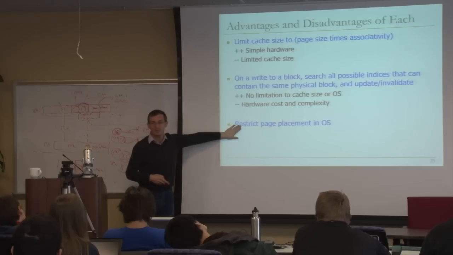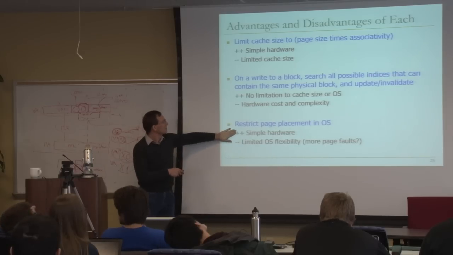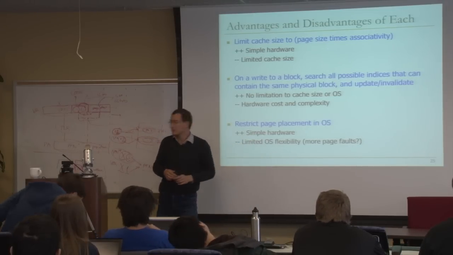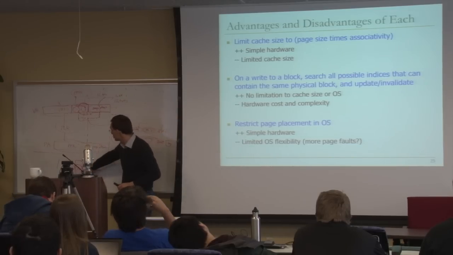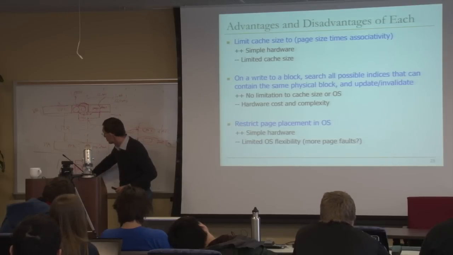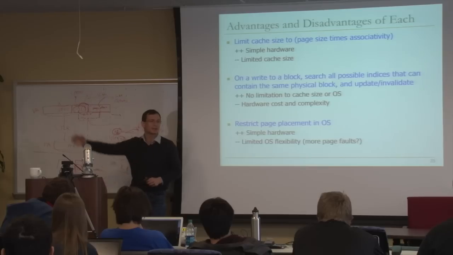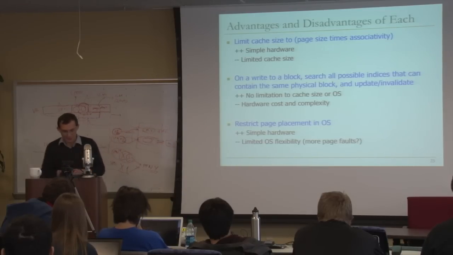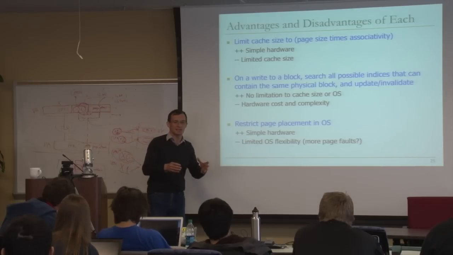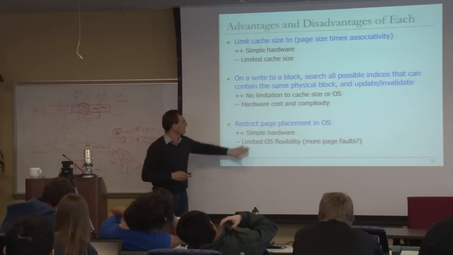The third solution, restrict the page placement in the operating system. This leads to simple hardware. You don't need to do any of these, actually. But now you have limited OS flexibility. So perhaps you get more page faults because you're restricting your page placement. Whenever you bring in a virtual page that ends in 0000, you can only replace one of the physical frames that end in 0000. So 1/16th of your memory is not available to you. This may not be a bad thing if your memory is huge, but it actually affects your replacement policy, right? You're basically unable to replace from anywhere in your memory.